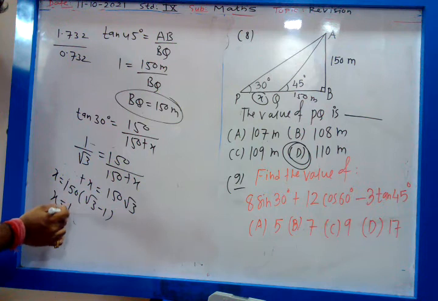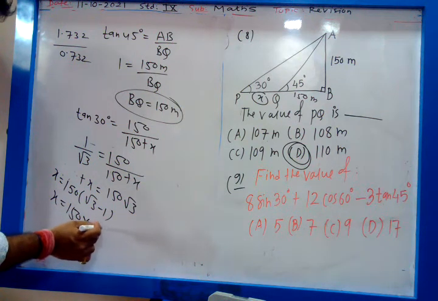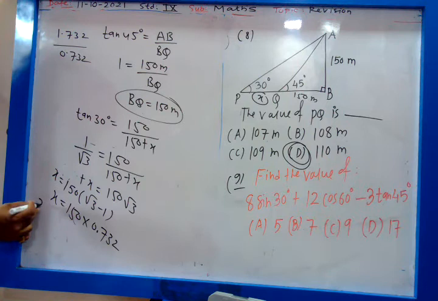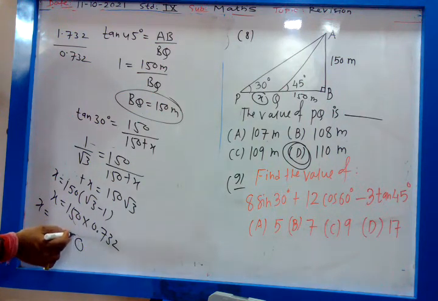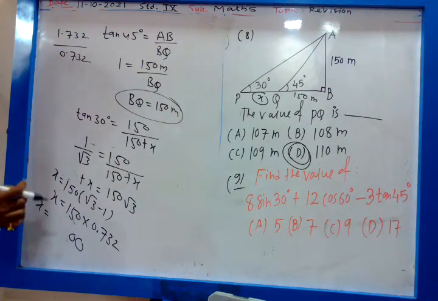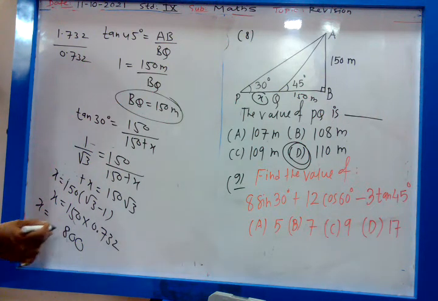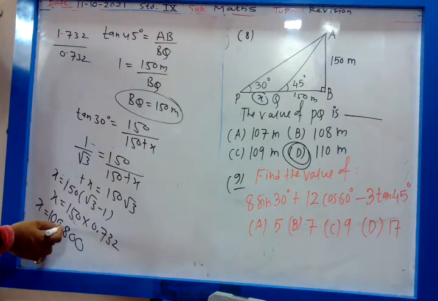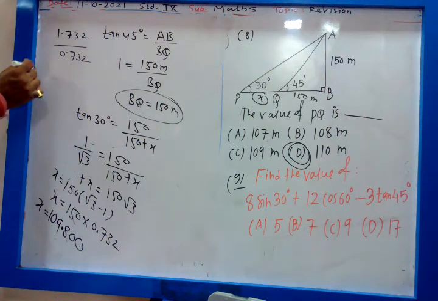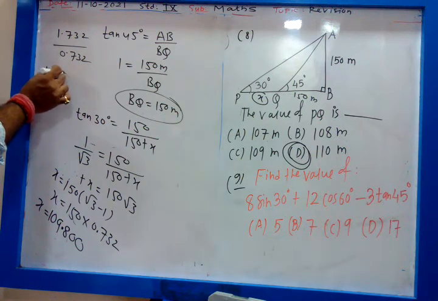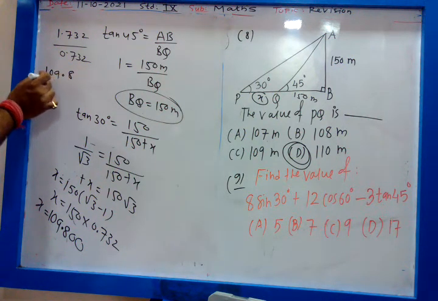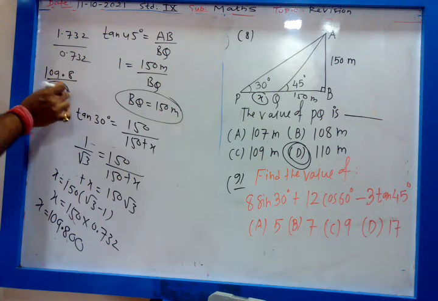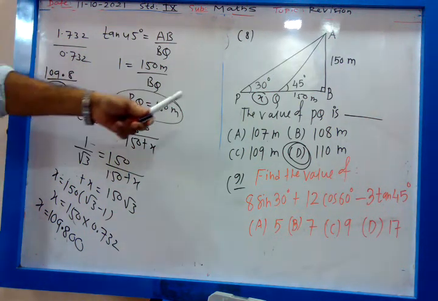So X is 150 into 0.732. 15 2s are 30, 15 3s are 45, 45 plus 3, 48. 15 7s are 105, 105 plus 4, 109, then 10. So put the decimal after 3 places, 109.8. After decimal it is 8, so this becomes 110. 110 is your answer.